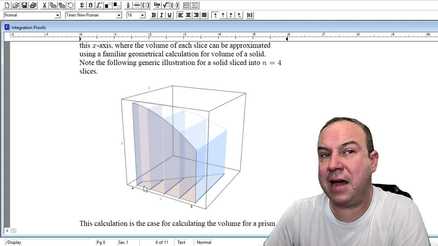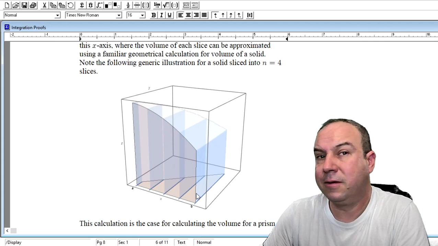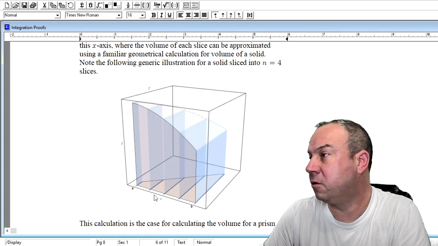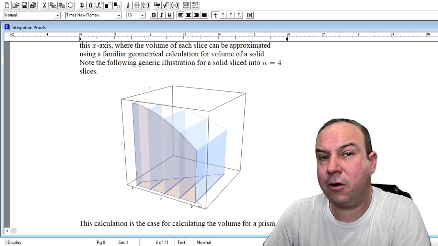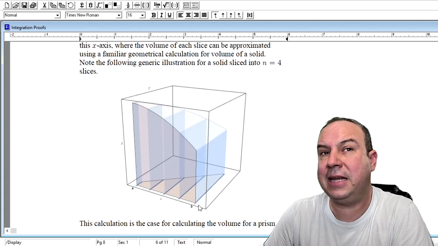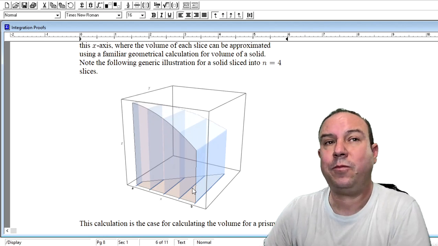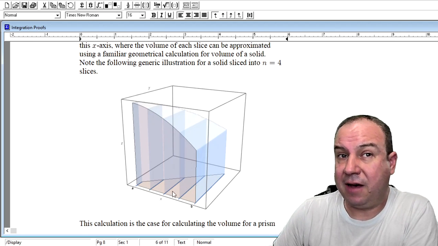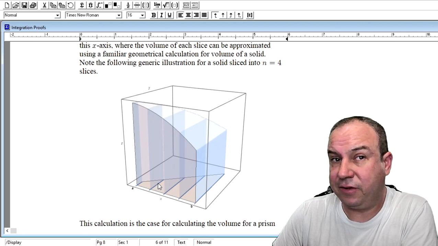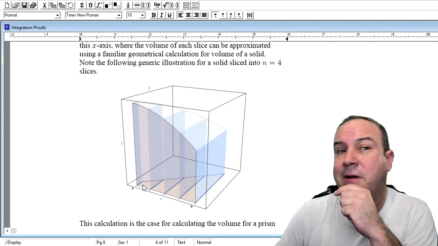Here's its base down in the xy plane, shadowed in the darker gray. And this solid is occurring over the x-axis from A to B. It does have this curvature to the top of it. All right? When we look from above, it's going to look like this base solidified down here in gray.